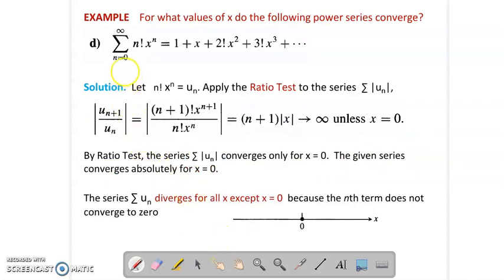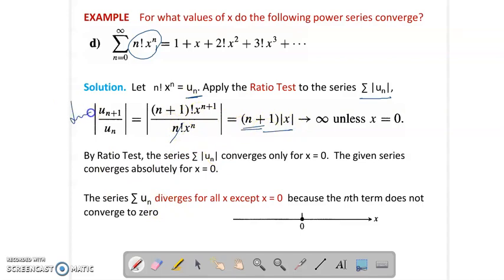Here we have summation n going from 0 to infinity, n factorial into x to the power n. So this is our nth term represented by un. Apply ratio test on the series of absolute values. So we have mod of un plus 1 upon un, which is equal to n plus 1 factorial x raised to the power n plus 1 upon n factorial into x to the power n. So these terms cancel out. You have n plus 1 here into mod of x.